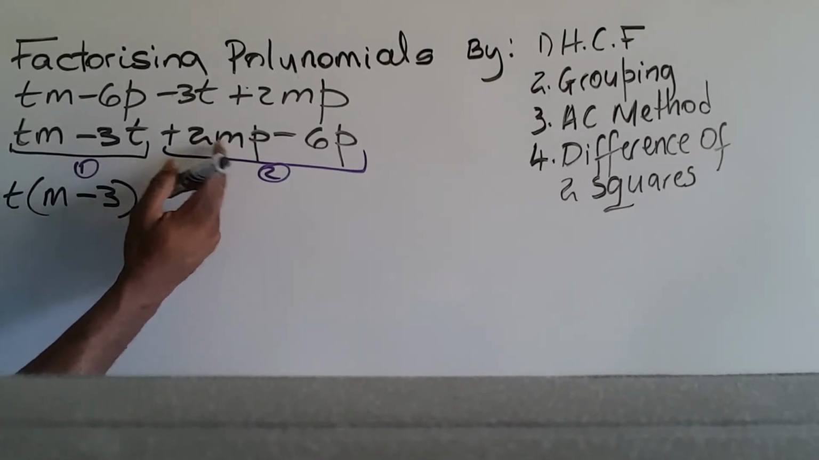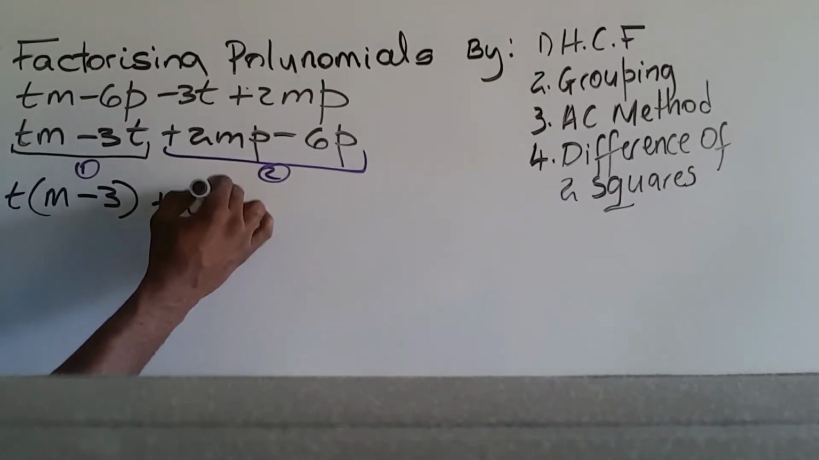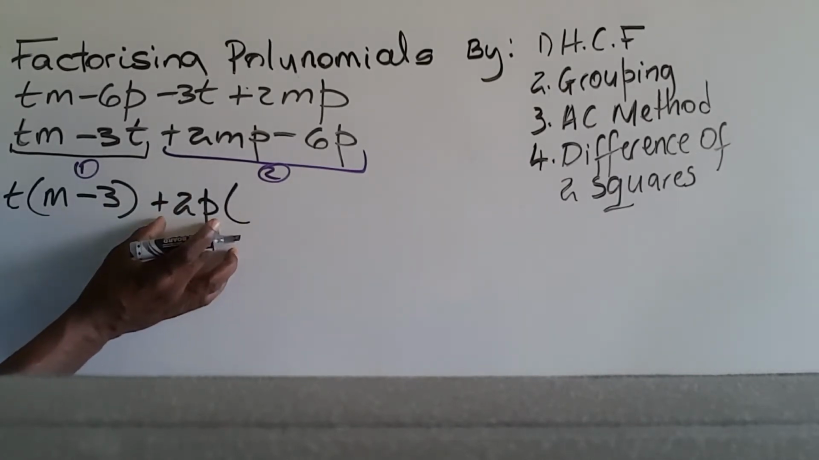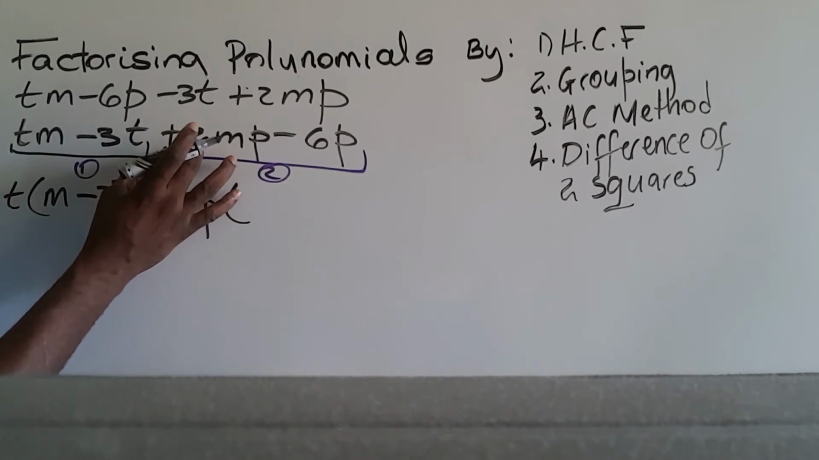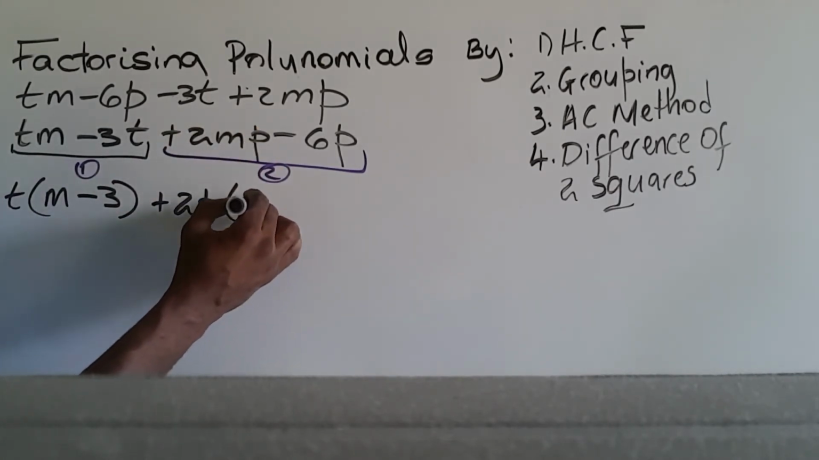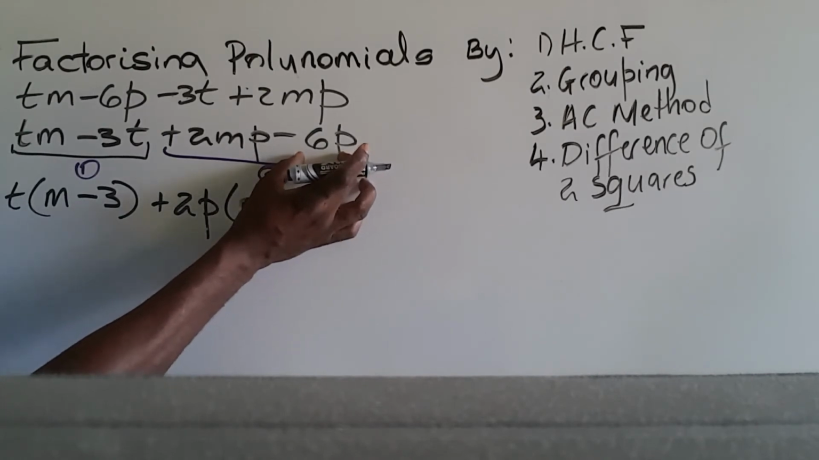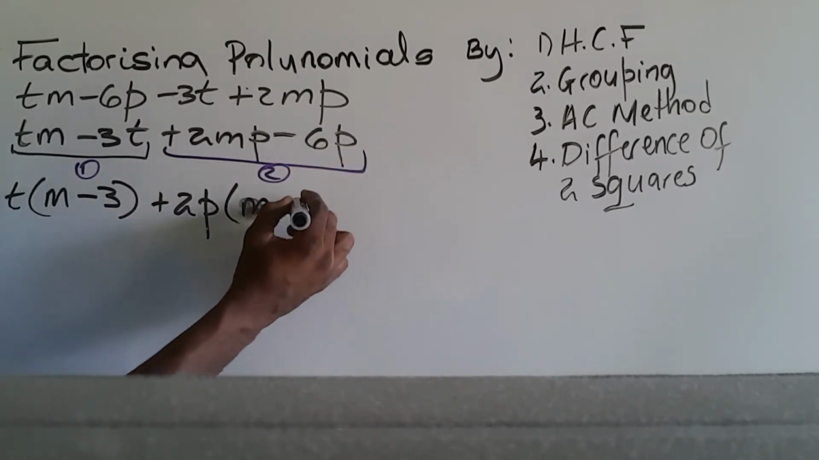We're looking at a 2 and a p. So a positive 2p should work, because if I divide the positive 2p into positive 2mp, I'll get a positive m. P cancels itself there. So it's going to leave us with m. And if I divide this positive 2p into negative 6p, we'll get a negative 3.